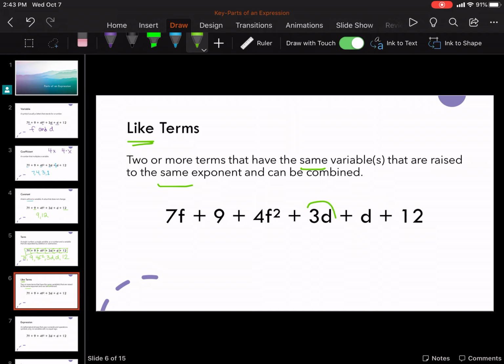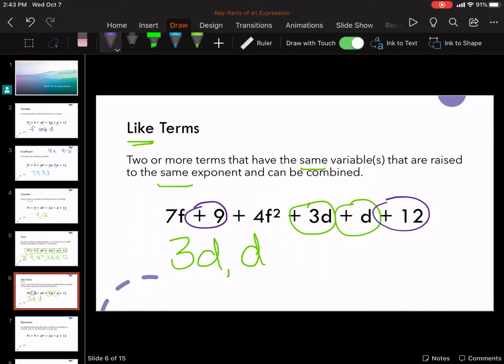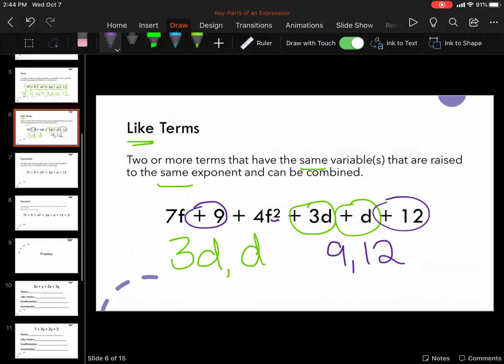But we have 3d and d. So 3d and d are like terms. In addition, 9 and 12 are like terms because they both are constants. So they have to be the same variable, same exponent, or constants can be combined. So 3d and d are like terms, and 12 and 9 are like terms. The f's cannot be combined because this f squared right here is not a like term.